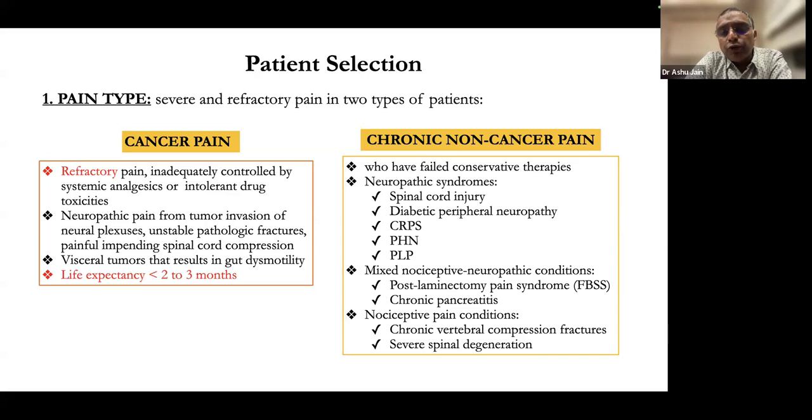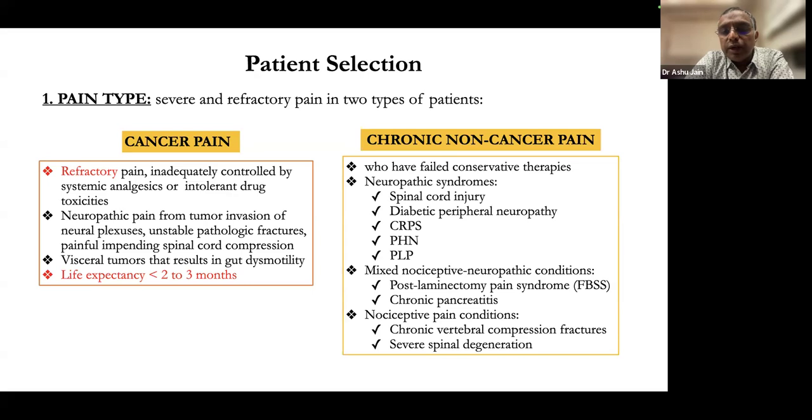The results are around 40, 45, 50%, and various combinations have been tried in CRPS. We can talk in detail about that. Then post-herpetic neuralgia and all these kinds of things. Failed back surgery syndrome is a very good indication, particularly in patients who have gone through repeated surgeries and the surgeon says that they have nothing else to offer. This is a very good choice, intrathecal pump, in comparison to spinal cord stimulator.